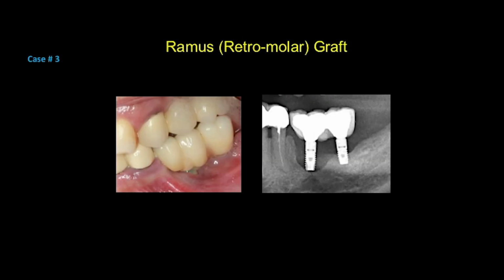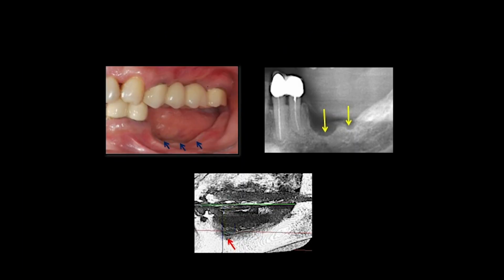We can use a ramus graft for vertical ridge augmentation. This is a patient with implant failure who was referred to me to remove the implant. After implant removal, look at the huge defect, soft tissue and bone loss in a vertical manner. The mental nerve was really exposed to the crest of the bone.